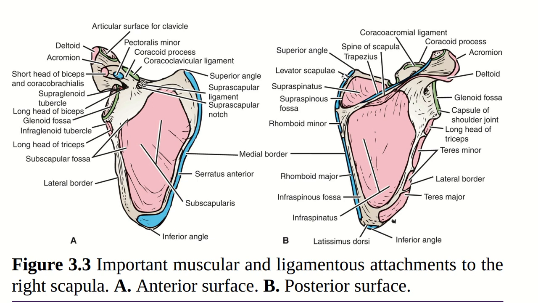In the lateral border, you're going to have the long head of the tricep attaching to the infraglenoid tubercle, the teres minor, the teres major, and in the inferior angle, you have attachment for the latissimus dorsi muscle. In the medial border, posteriorly, you're going to have the rhomboid major, rhomboid minor, and the levator scapulae.